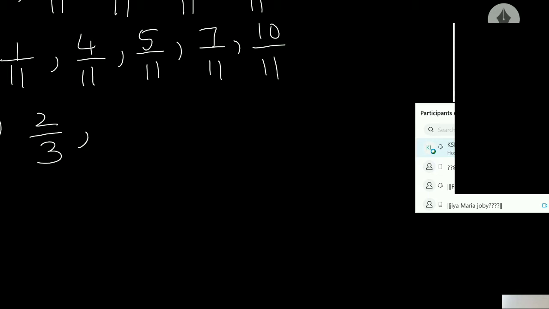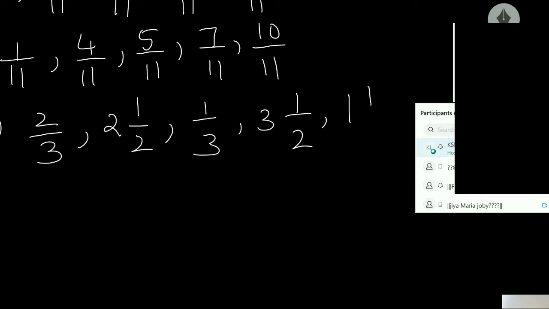Let's start with the next question. The question is 2 by 3, 2 1 by 2, 1 by 3, 3 by 3, 1 1 by 3. Look here, the fractions have different denominators and some of them are mixed fractions. So the first thing we have to do is convert all these mixed fractions to improper fractions. Only then can we compare them.